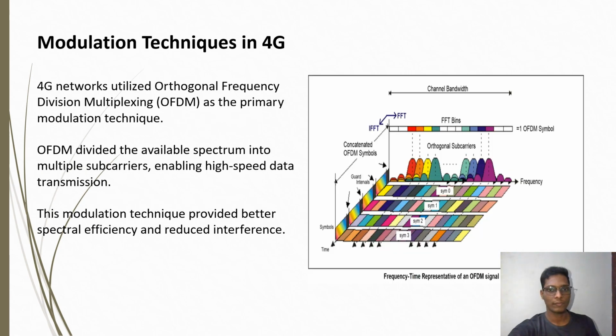Modulation techniques in fourth generation. Fourth generation networks utilized orthogonal frequency division multiplexing (OFDM) as the primary modulation technique. OFDM divided the available spectrum into multiple subcarriers, enabling high-speed data transmission. This modulation technique provided better spectral efficiency and reduced interference.